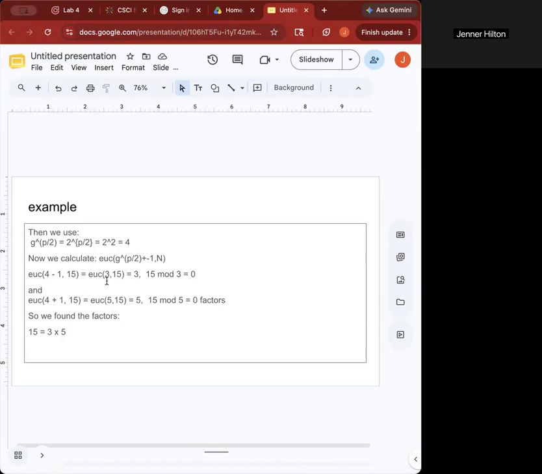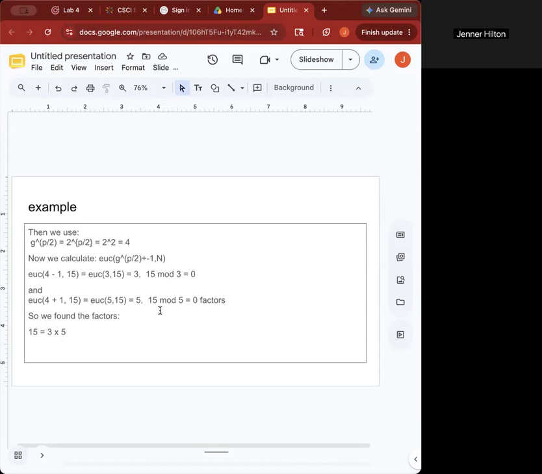And you will be able to see whether this is a factor or not based on 15 modulus the number that comes back, or you'll be able to check for that, and that's how the computer will know. So in this case, 15 modulus 3 is 0. So that's one of our factors. And luckily enough, in this case, the other factor is also found in our Euclidean algorithm, which is 5.